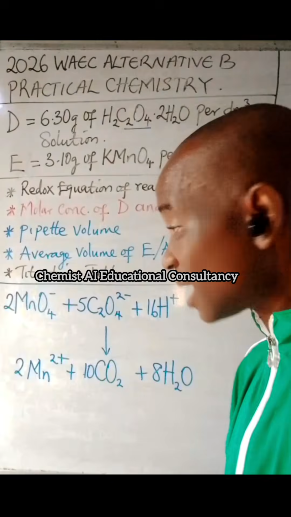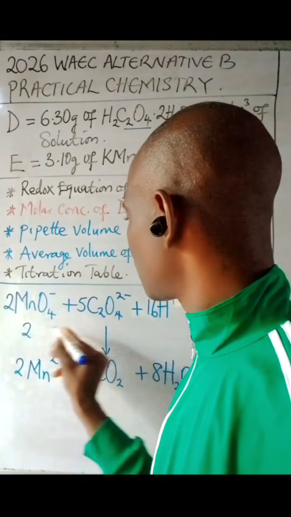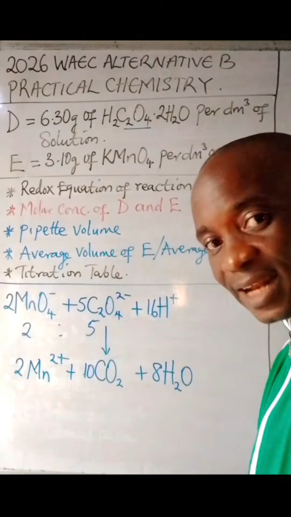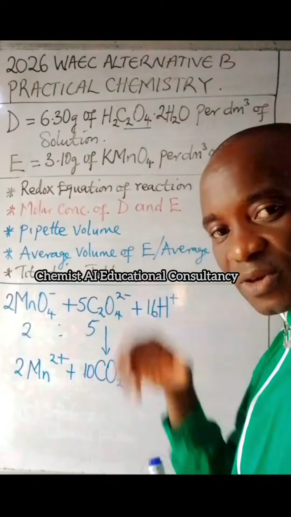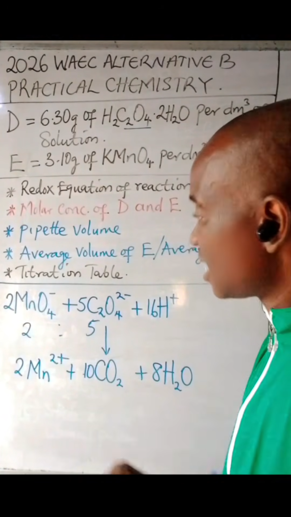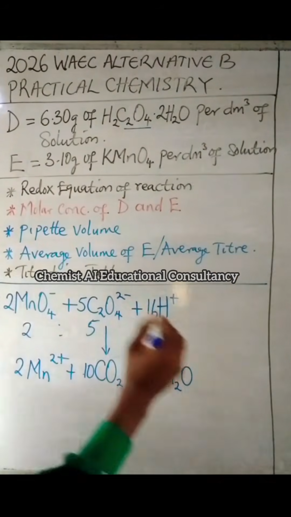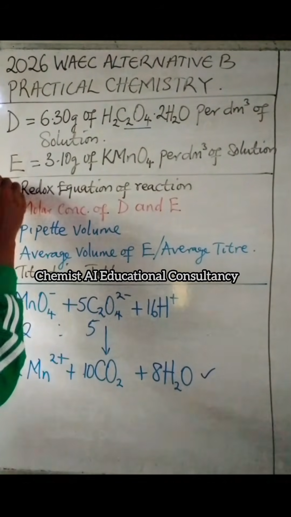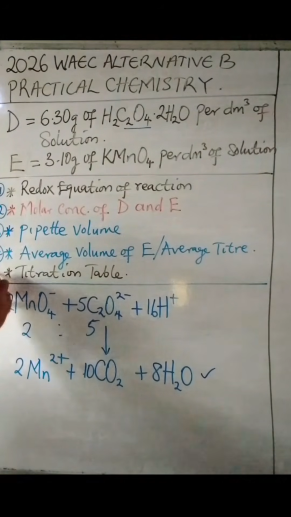Now, the essence of balancing the equation is to get the mole ratio. So the mole ratio is 2:5. The next is to calculate the molar concentration of D and E, because from the molar concentration, we will now find the average titer and the table if the pipette volume is constant. So this one is gone. Let's call this number 1, 2, 3, 4, 5.